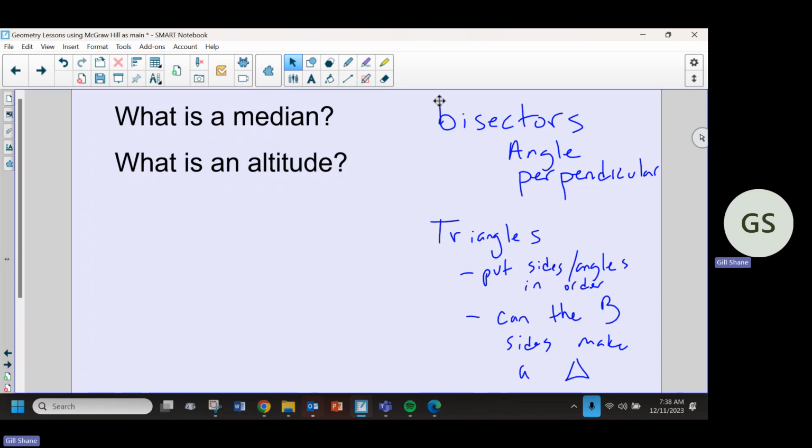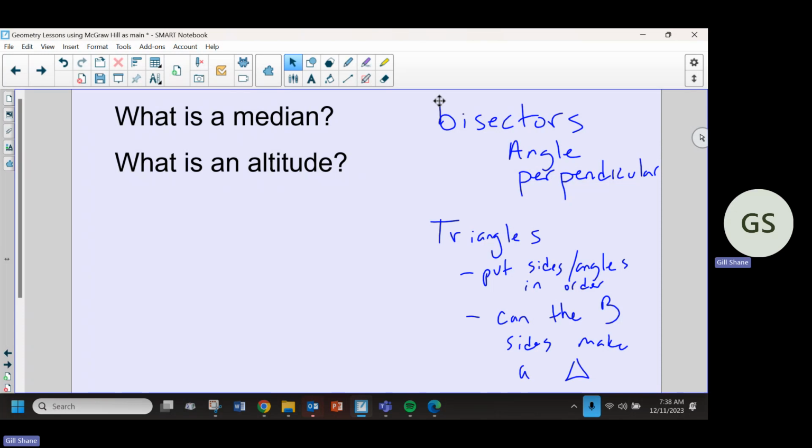What is an altitude? What did we say? Just English, what's altitude mean? How high you are, right? Altitude means how high. Well, it's the height. That's really what altitude is. It's just the height of the triangle.